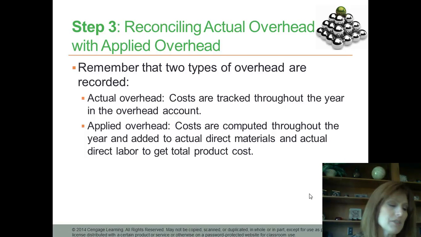So what we have to do then in step 3 when we're all done with this is we have to make things right. So we're going to reconcile our actual overhead to our applied.